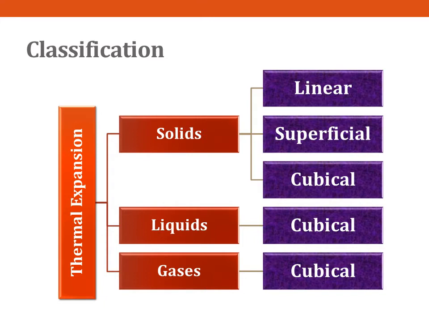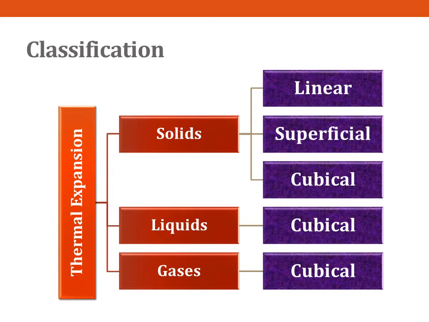Depending on the dimension along which thermal expansion occurs, we have three types of thermal expansion, namely linear expansion, superficial expansion and cubical or volume expansion. Solids, being regular in shape, can have all three types of expansion, whereas liquids and gases, which have loosely bound particles, have only cubical or volume expansion.